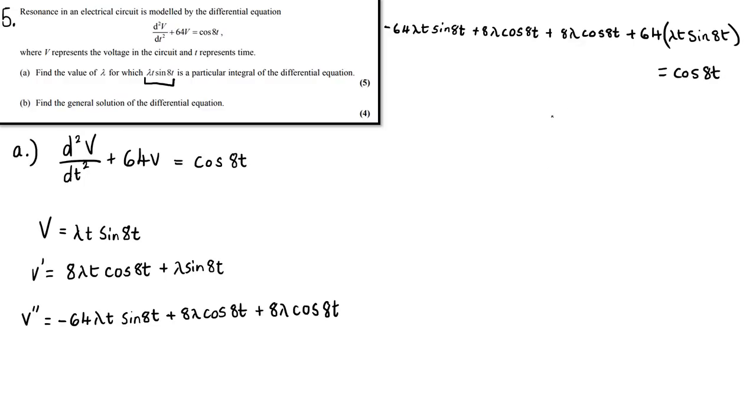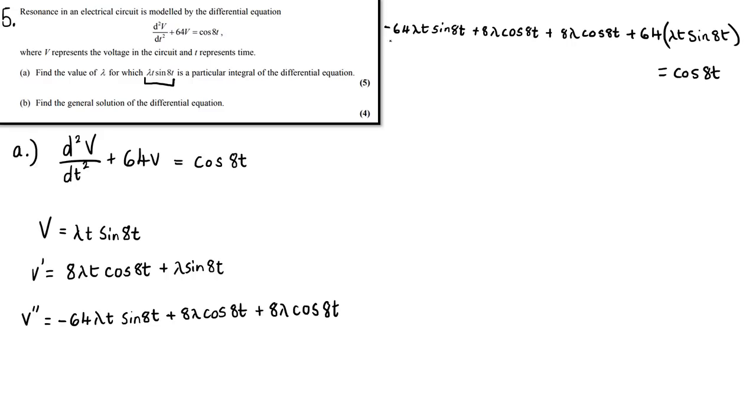So let me just double check this before I carry on, just in case I have made a mistake. Minus 64 lambda t sine 8t, yep. Plus 8 lambda cos 8t plus another 8 lambda cos 8t, yeah, good, perfect. So that's all good up to now. So what we need to do here is just start simplifying. And what you'll notice often with these kind of questions is things start cancelling quite nicely.